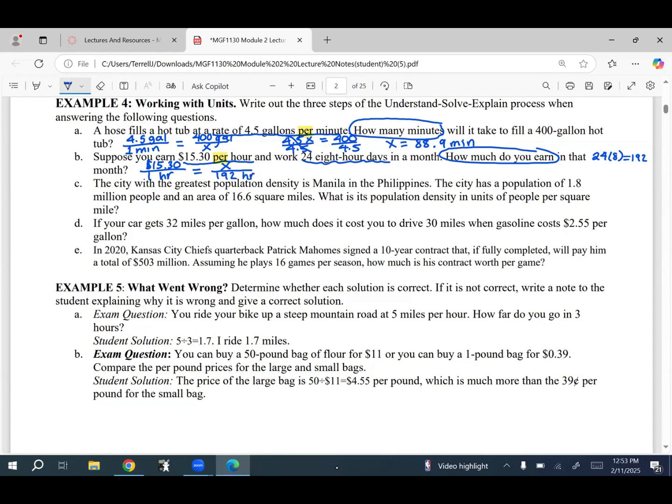Now we do the same thing and we cross multiply. Again, it doesn't matter which direction you multiply first. 1 times x is x. And 15.30 times 192, I'll write that out. If you multiply that, you should get 2,937.6. And again, we're talking about dollars.